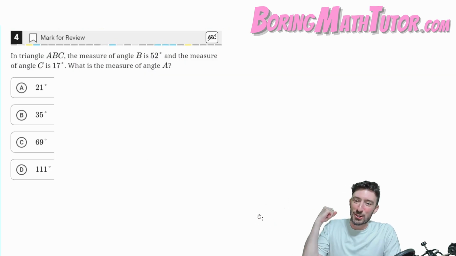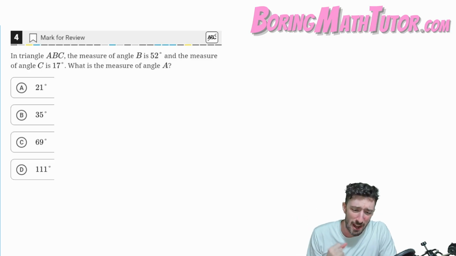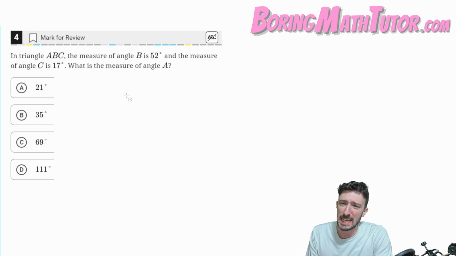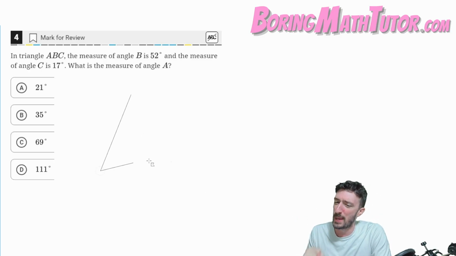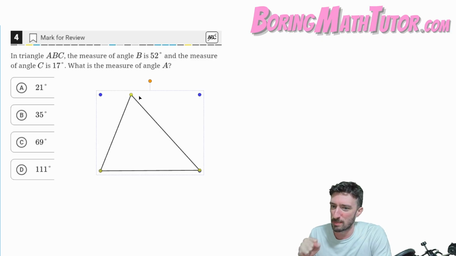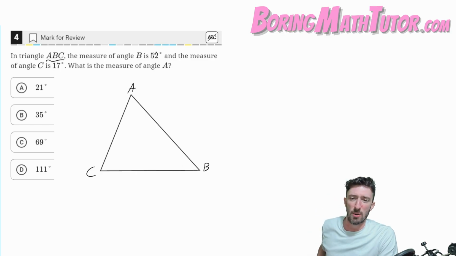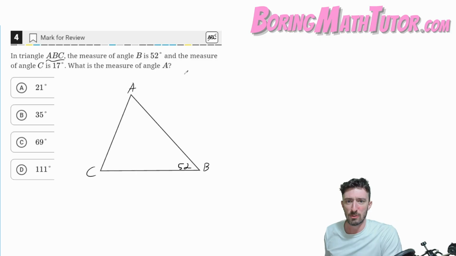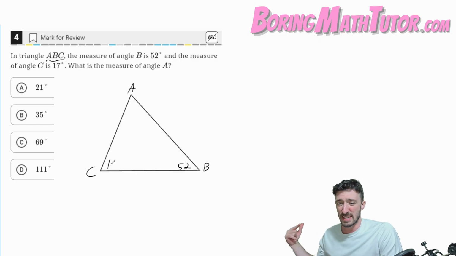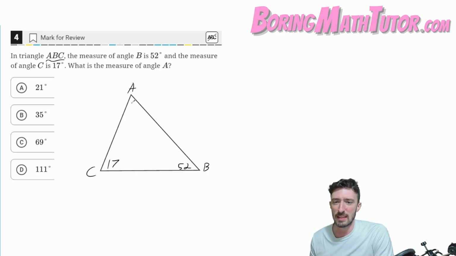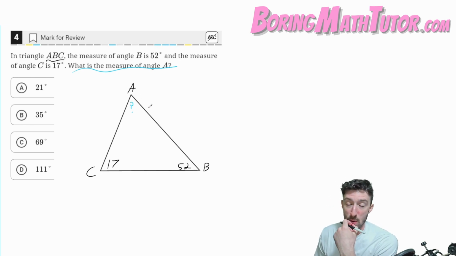Oh no, a triangle. I hate geometry, but I hate it less when there's a picture for it. So let's make ourselves a little triangle here. It's triangle A, B, C. Measure of angle B is 52. Measure of angle C is 17. And they want to know the measure of angle A.